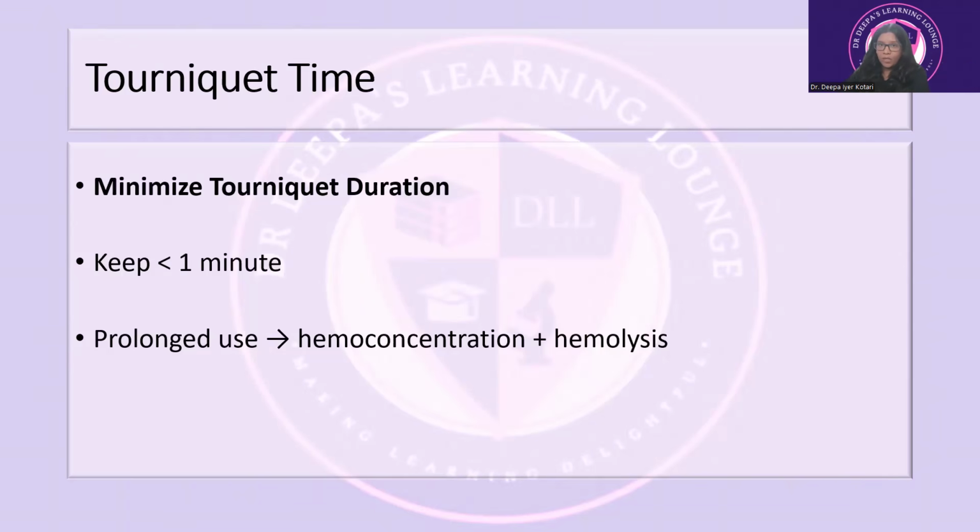Then remove the tourniquet before you draw the sample. Remove the tourniquet, and reapply it only when you're ready to take the prick. The tourniquet time to the prick time should be less than 1 minute at all times. The shorter, the better. Prolonged use causes both hemoconcentration and hemolysis because of the pressure you've applied.